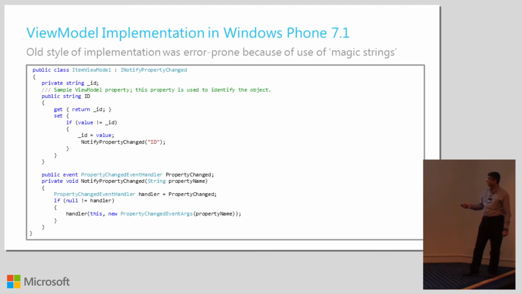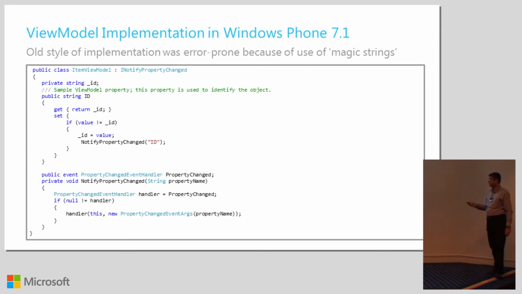So if you see here, I have a property called ID. In the setter, whenever the property changes, I am raising the event and I'm passing it the property name. Right? Now, can somebody tell me what is the problem with this kind of an interface? We are hard coding the ID, the name of the property. So if tomorrow I go into Visual Studio and refactor this ID to be called my ID, what happens to this string? It remains ID. So my data binding is broken.